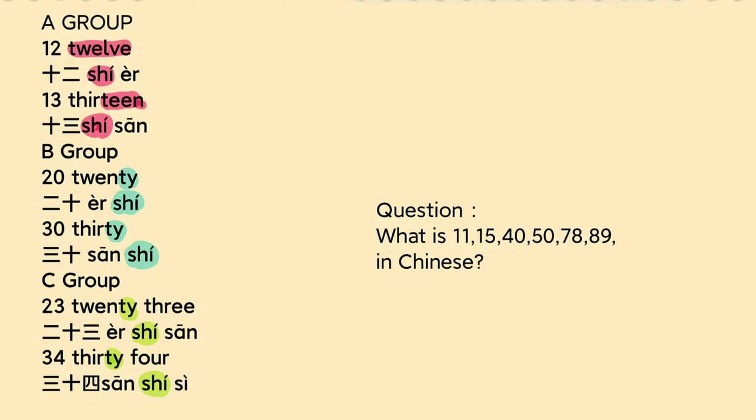So you can employ the link with English numbers to help your Chinese number memorizing. So we have a question here. If you grasp the principles of Chinese numbers, what are 11, 15, 40, 50, 78, and 89 in Chinese? Just write the Chinese characters and the pinyin in our comment.